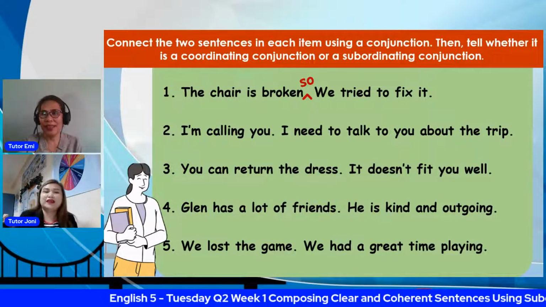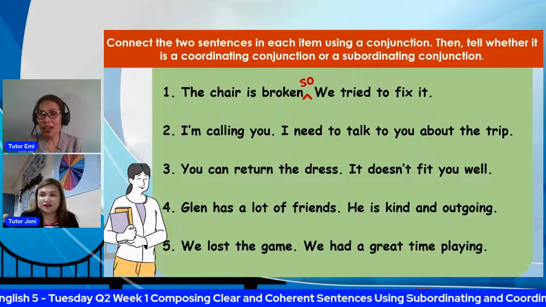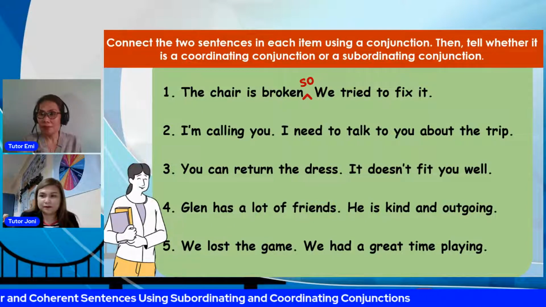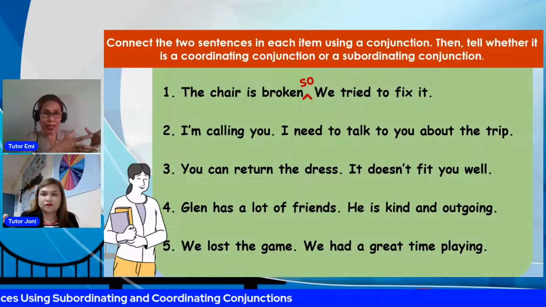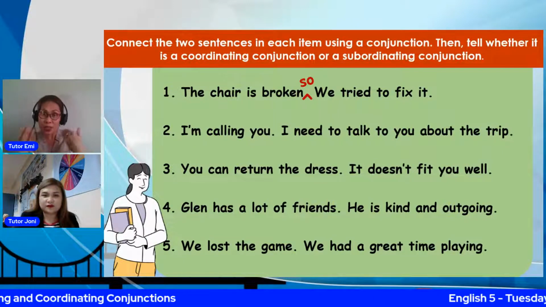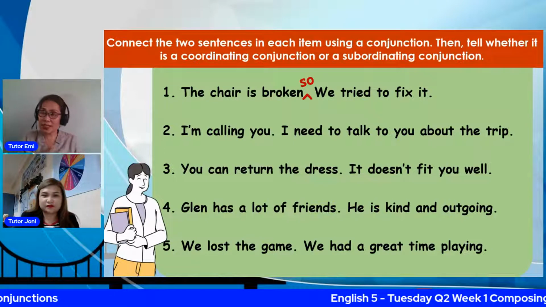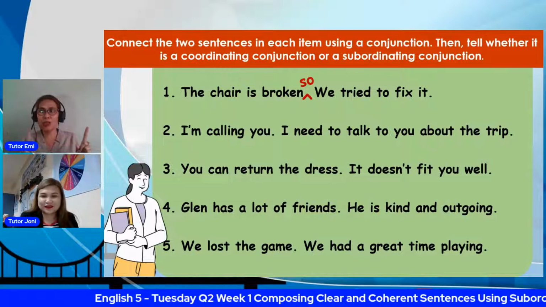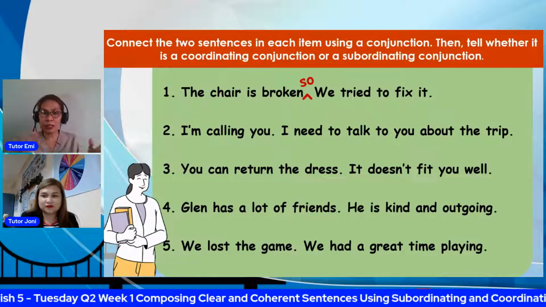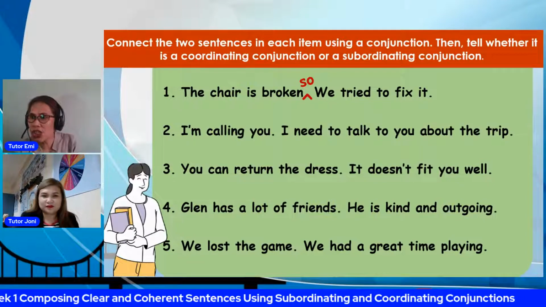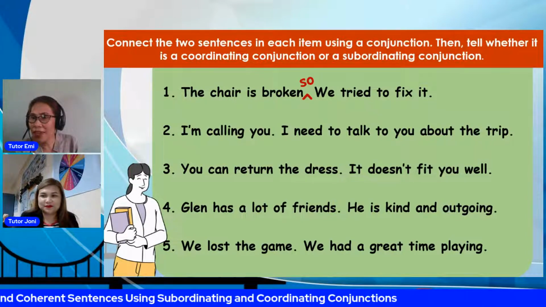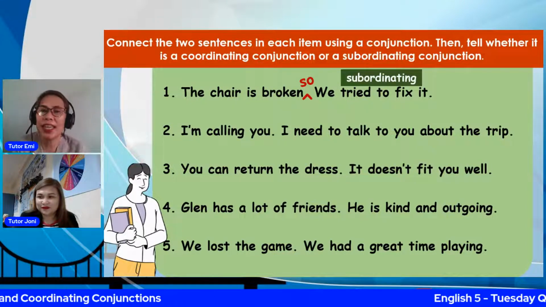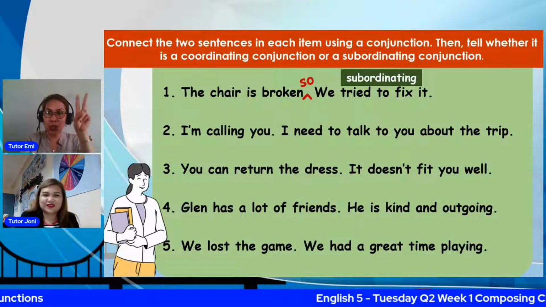Why? Because it actually tells you what to do because of what has happened with the chair, and then so you try to, of course, fix it. You have to do something about it. So it's not actually contrasting. When you use but, it should be contrasting. So what kind of conjunction? Can we have it there in the chat box? That is a subordinating conjunction. Now let's go to number 2.